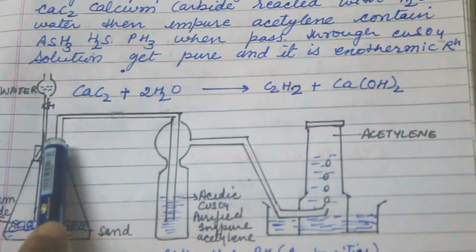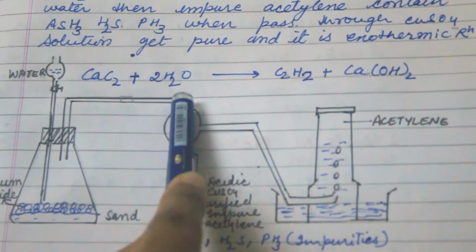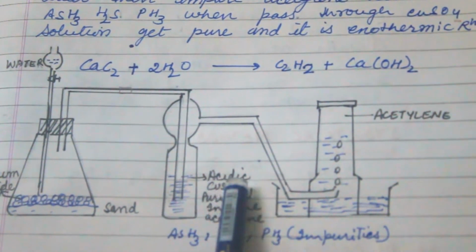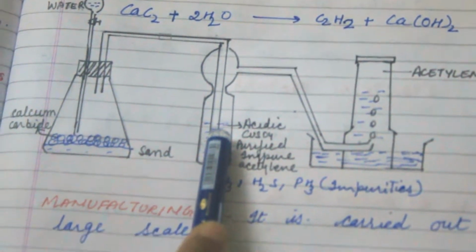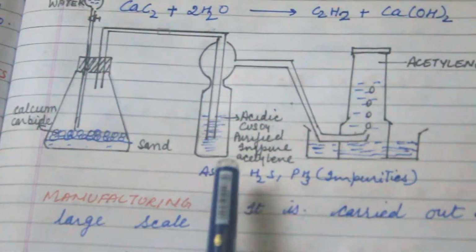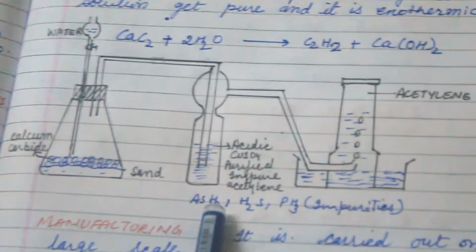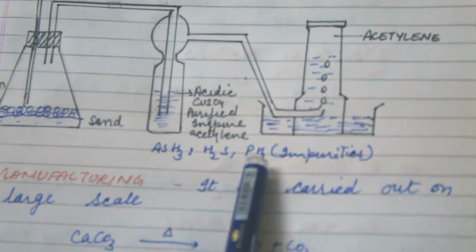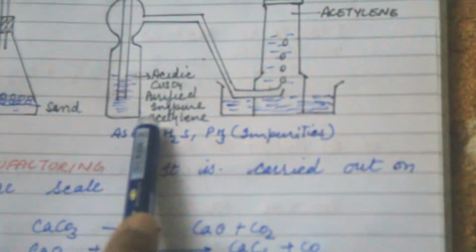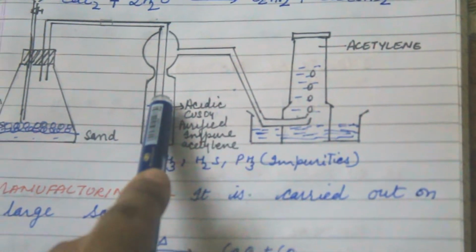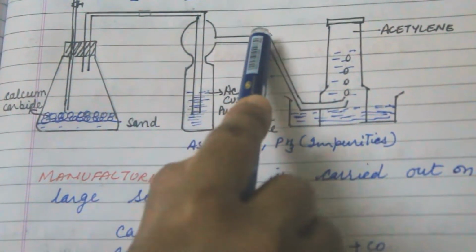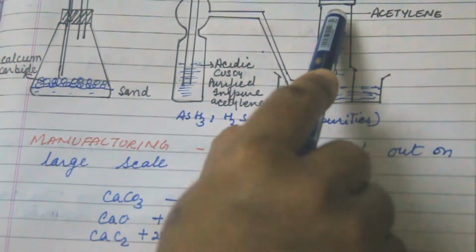Then this impure acetylene goes through this delivery tube to the acidic copper sulfate solution. All the impurities such as arsenic trihydride, H2S and phosphine, these are the impurities, they are just left behind here and pure acetylene is formed in the gas jar.